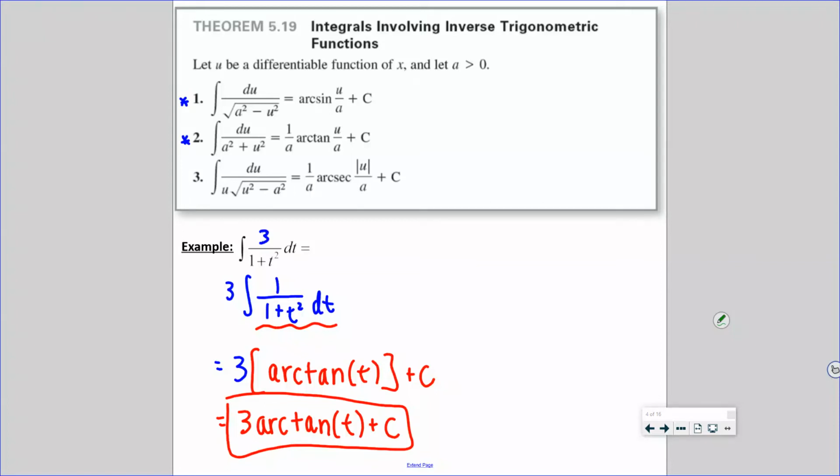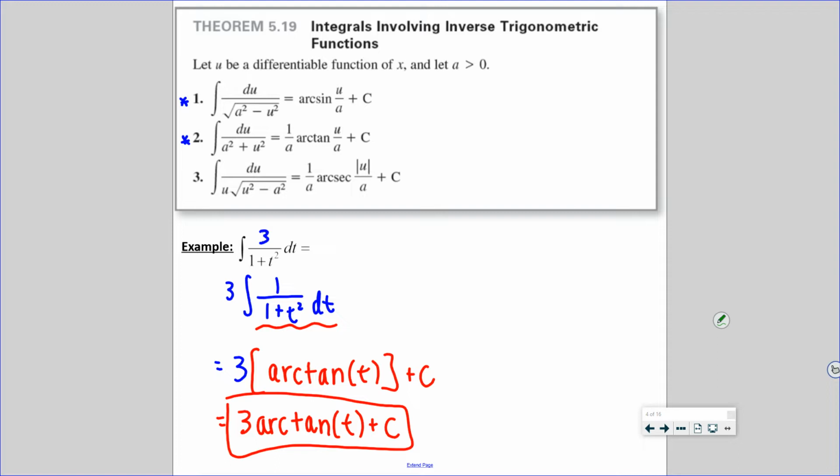Okay, this is what we were learning. In last lesson in 5.7, we did derivatives of inverse trig functions. And now we're going the other way. So we're doing integrals and recognizing their derivatives so that we can anti-derive back to those inverse trig functions.